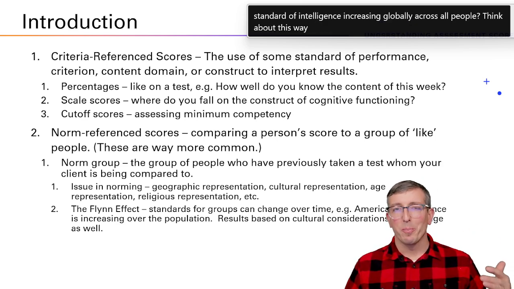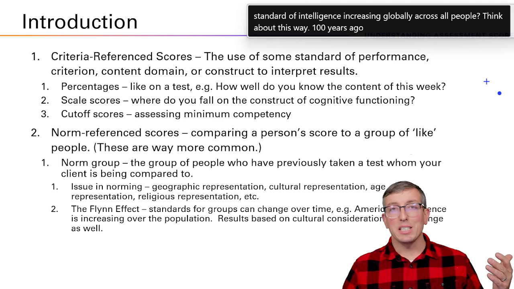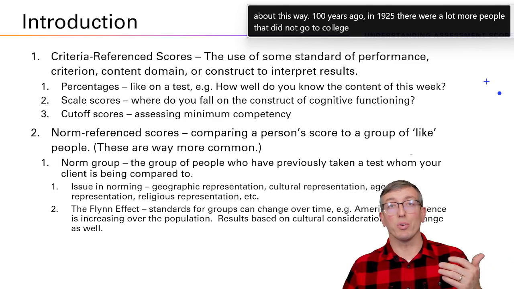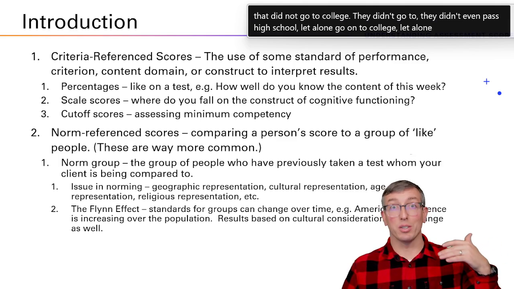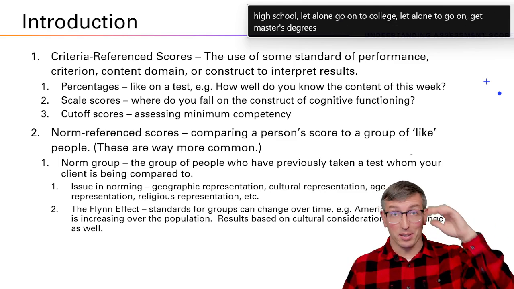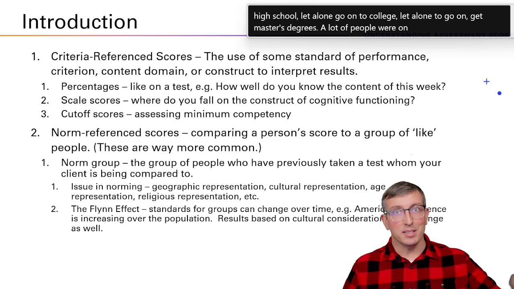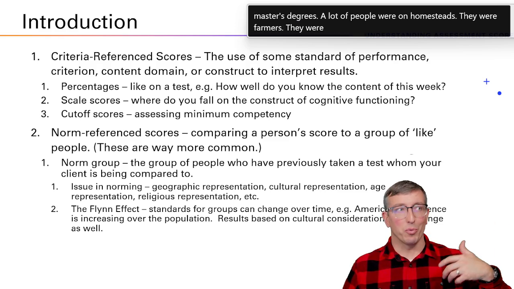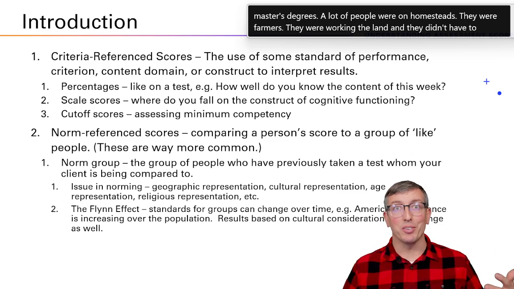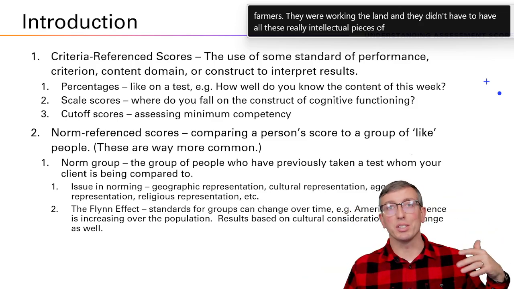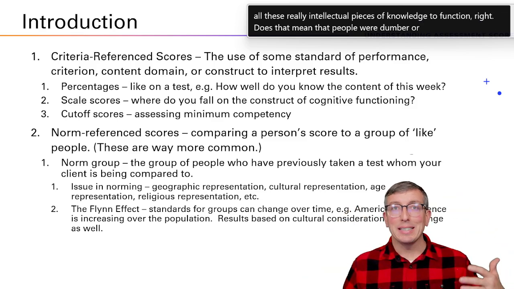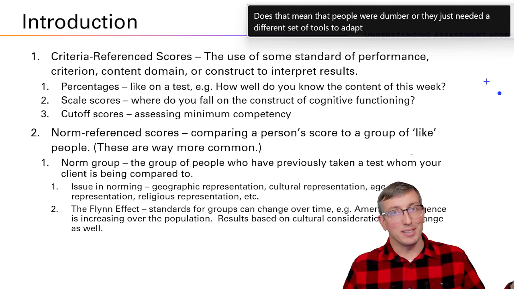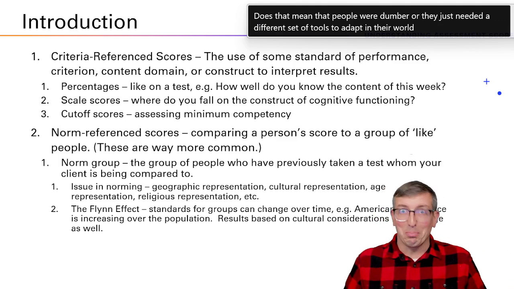Think about it this way. 100 years ago, in 1925, there were a lot more people that did not go to college. They didn't even pass high school, let alone go on to get master's degrees. A lot of people were on homesteads, they were farmers, working the land, and they didn't have to have all these really intellectual pieces of knowledge to function, right? Does that mean that people were dumber, or they just needed a different set of tools to adapt in their world? Well, that's the question.